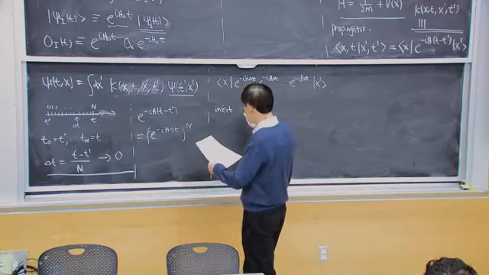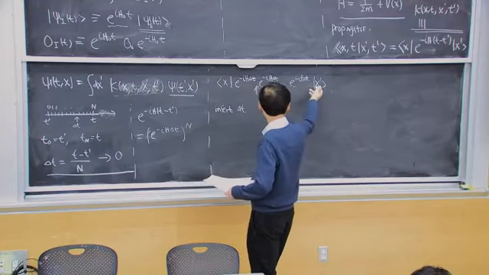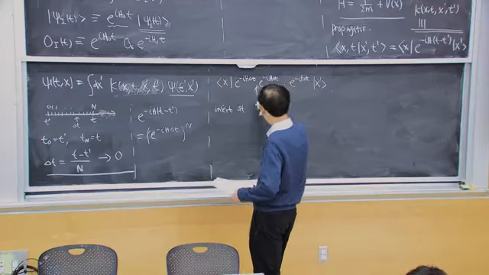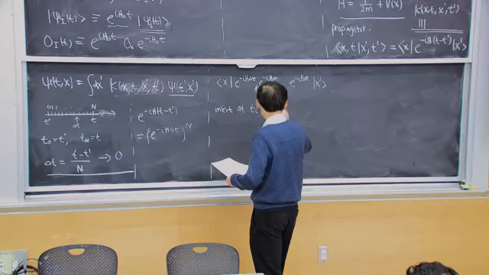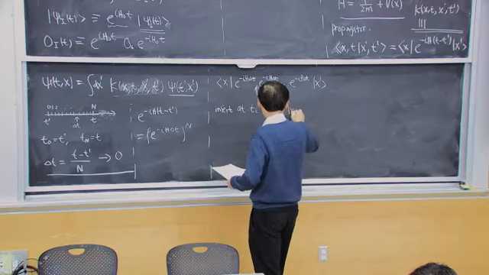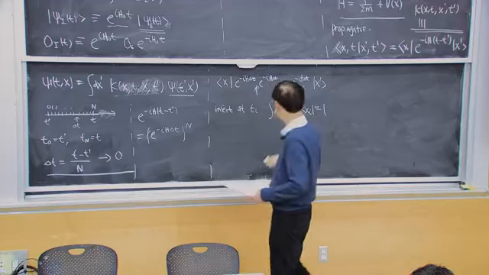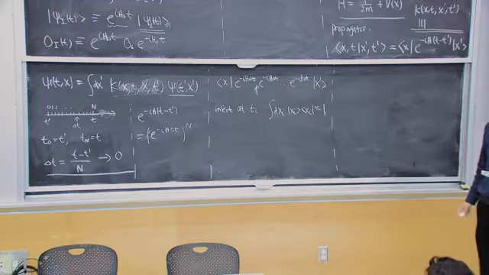So insert at ti. Here is t0, then going to here will be t1, etc. So at ti, you insert the complete set of eigenstates. You just insert 1, a position eigenstate.